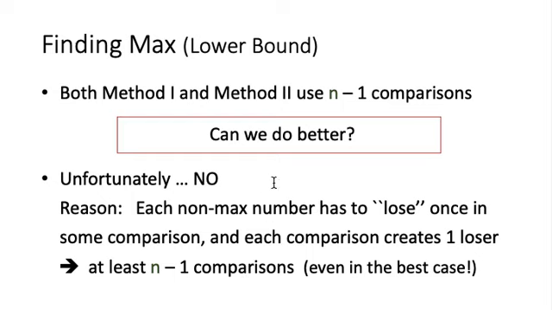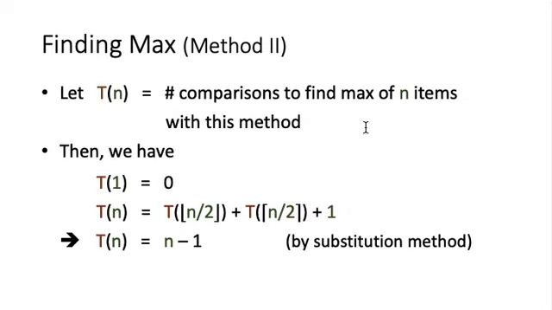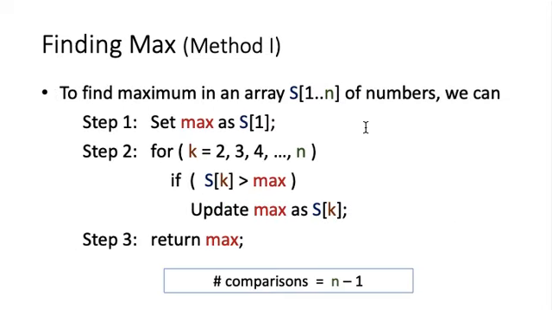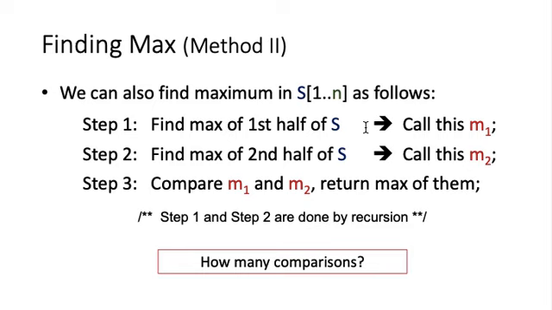And this is not just the worst case situation. It is even the best case for any algorithm. If it is correct, it must make at least n-1 comparisons in order to create n-1 losers. So this is the lower bound analysis of finding the maximum. And the number of comparisons is n-1, matching the upper bound result. So that means that the two methods that we have seen, method 1 and method 2, are already optimal algorithms for finding the maximum.